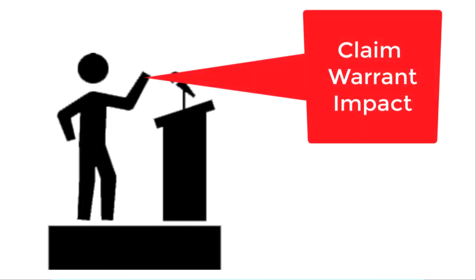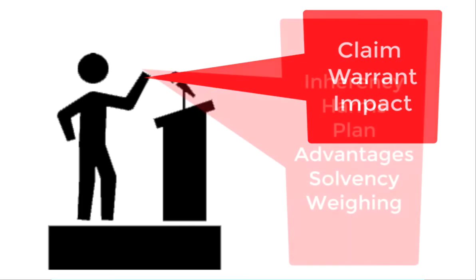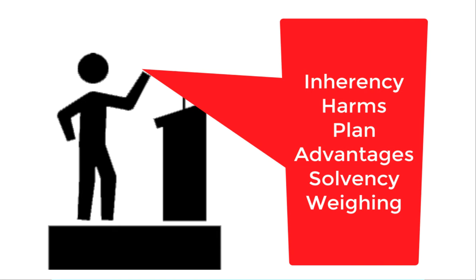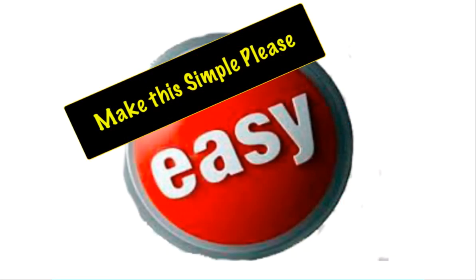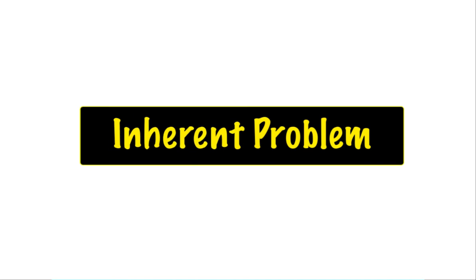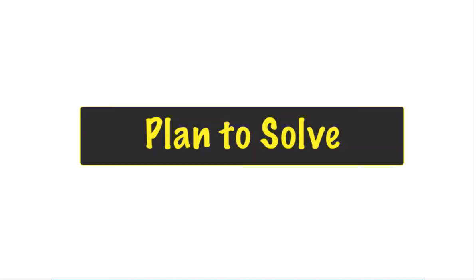So this is a little bit more difficult than some of the other things that we've covered as far as defense goes. So we've got to set this up a little bit. First of all, remember that every time you give an argument, you're giving an argument based on CWI: claim, warrant, and impact. But when you create a case, you're combining these claims, warrants, and impacts into a case that has big elements like inherency, harms, the plan, advantages, solvency, and weighing. Now, what we want to do is simplify that down to three elements: the inherent problem, the plan to solve this, and the impact.